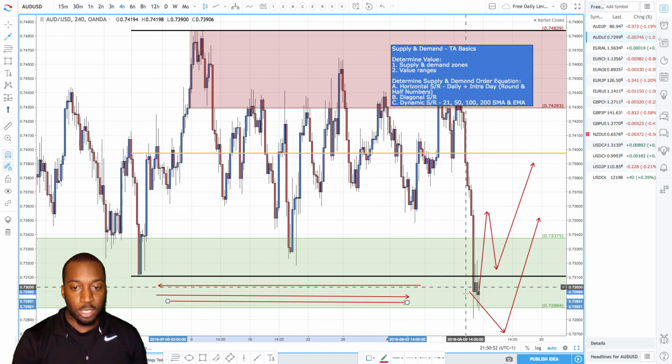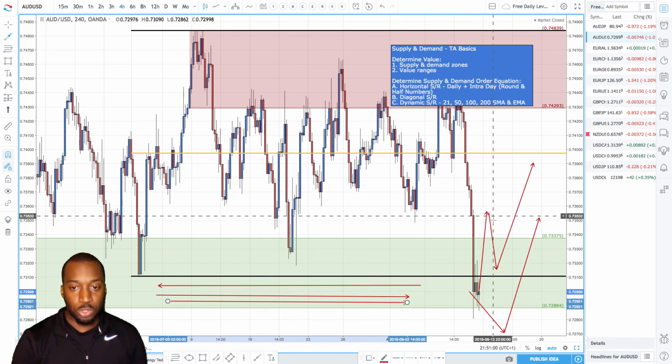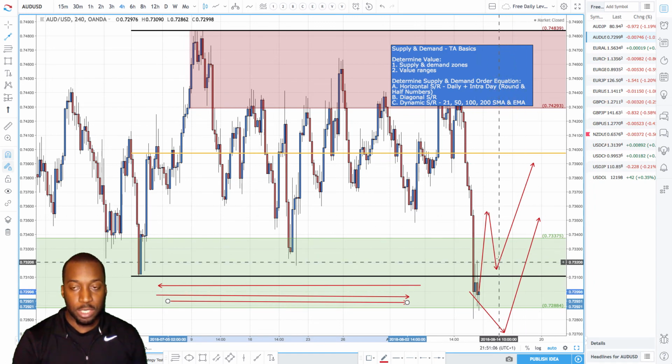You get stop hunts here, and then if you see some dollar weakness and some Australian dollar strength, you could see prices move up slightly, and then you start to see where the stop hunt is actually taking place.